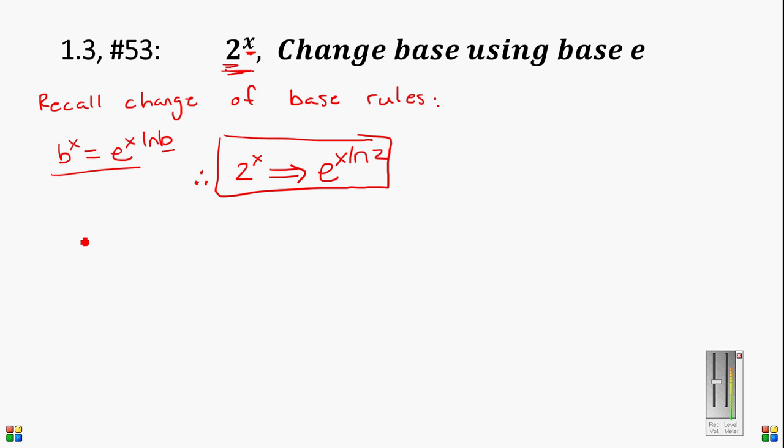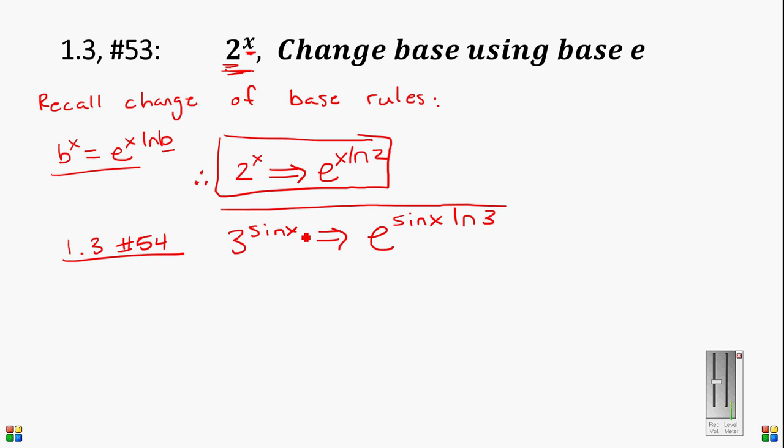And for that matter, I'm not going to do it, but 1.3 number 54 is very, very similar. Be careful on this one, because on 1.3 number 54 it's actually 3 to the sine x. Sine x is your exponent. So it's very similar here: e to the x, but now the x is everything up here. So e to the sine x natural log, and then the base. And what is the base? The base is 3. So you actually got a 2 for 1 out of this deal, where you ended up getting 53 and 54 for free.